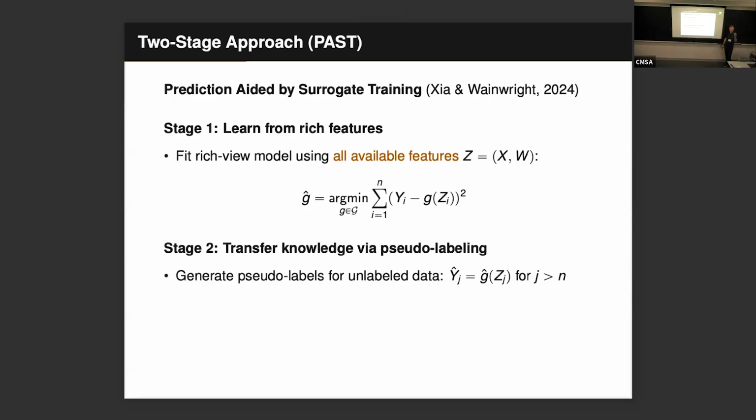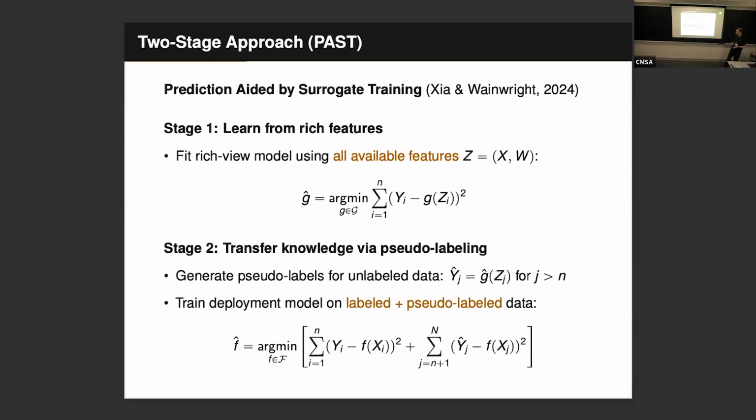Then they transfer knowledge to the deployment model. This is the model that you would actually be using for predicting Y given X via this pseudo-labeling mechanism. So they take this G hat that's learned at the first stage, and they just plug in the unlabeled samples. These are the rich view samples, but they're unlabeled, so they don't have corresponding Ys, to create these pseudo-labels, which I'm going to call Y hat. I have M of these because I have M unlabeled samples. So I'm evaluating at all of the Z_j's for the unlabeled data.